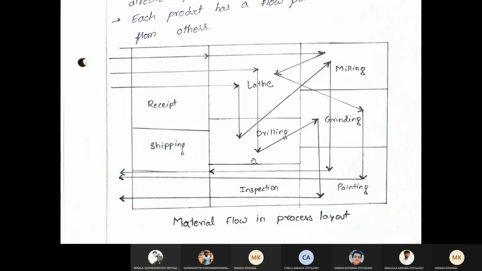It will be changing from product to product, but equipment or machinery arrangement is according to the process it is going to perform. So lathe machines are at one place, drilling are at one place, painting one place, grinding one place, and milling one place, and inspection at one place, reception and shipping at one place.